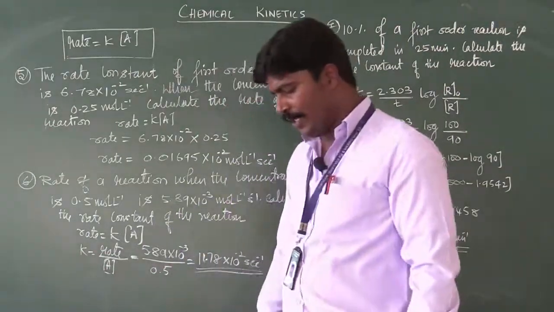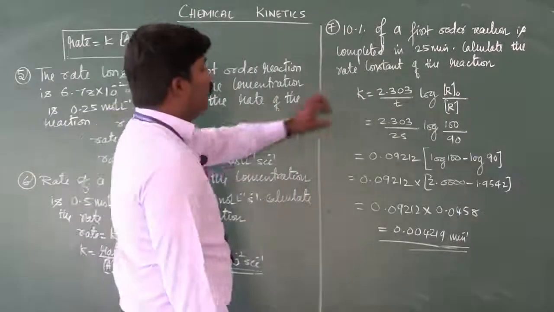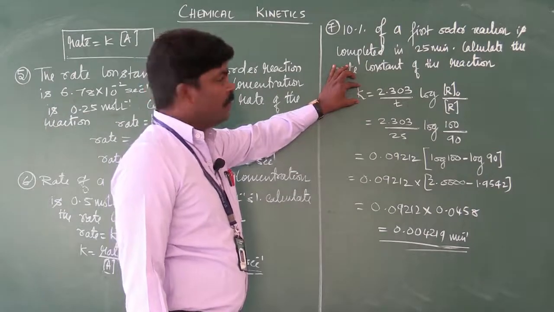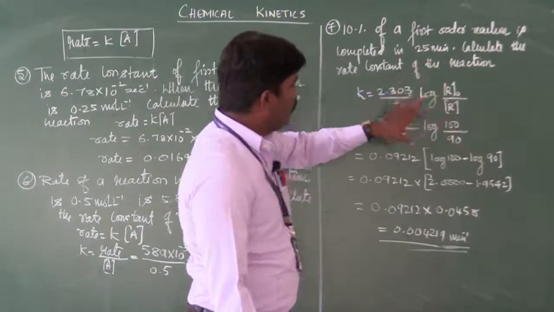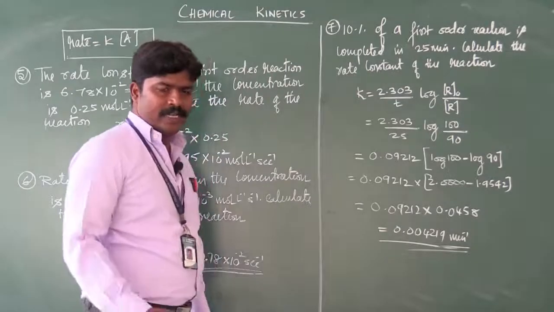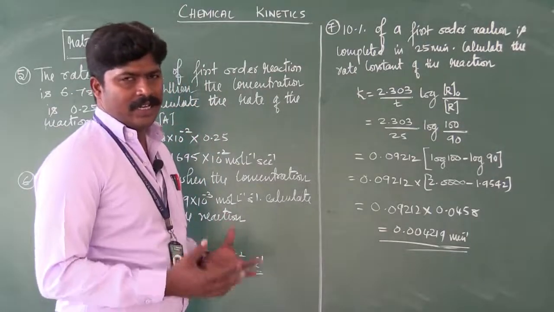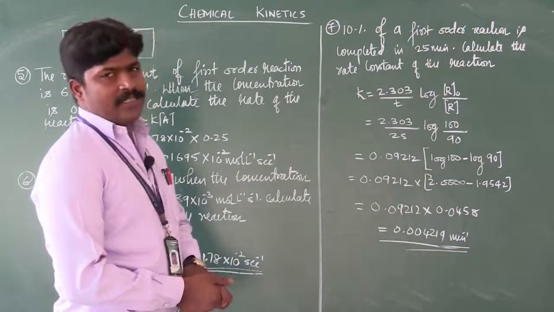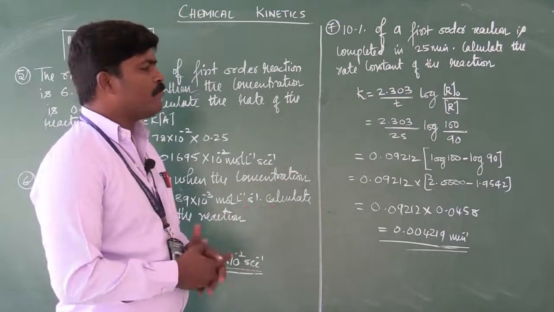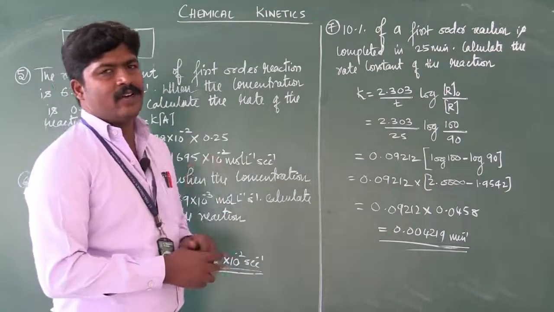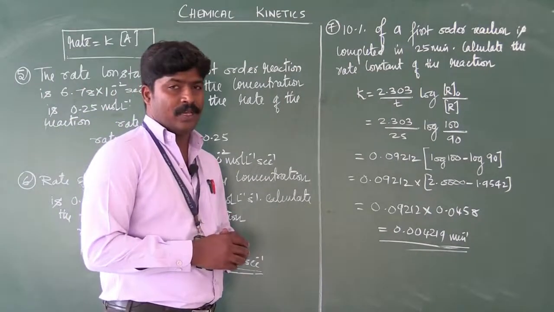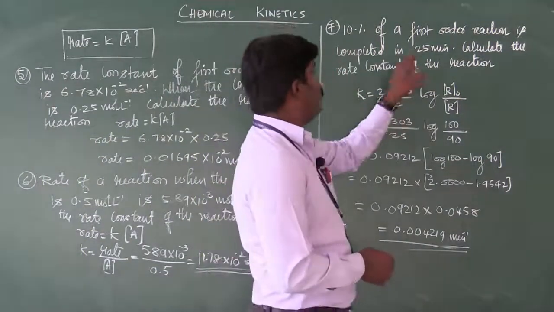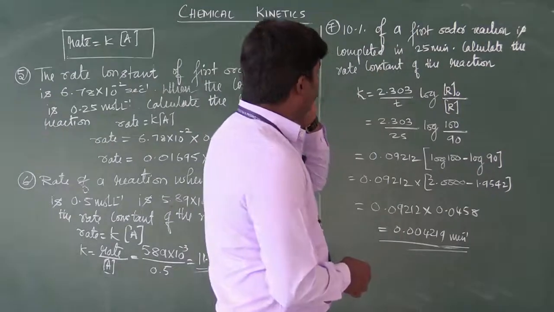Now moving towards the next type of problem, that is to find the rate constant of a first order reaction using K is equal to 2.303 by T log R naught by R. R naught is always 100. R is the percentage remaining after completion. If they give that 10% is completed, that means 100 minus 10, so 90 remaining. So you will find the rate constant for the 10% completion. Let me try to explain a problem here. 10% of a first order reaction is completed in 25 minutes. Calculate the rate constant of the reaction.